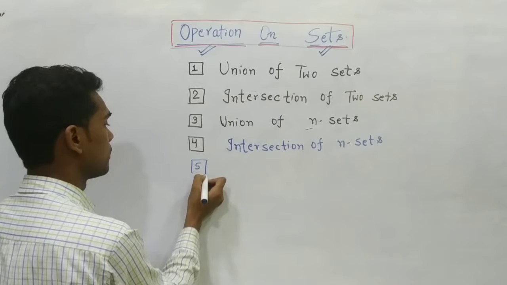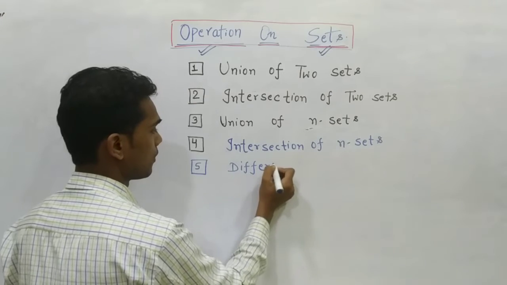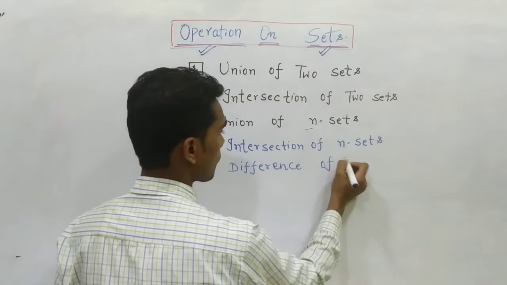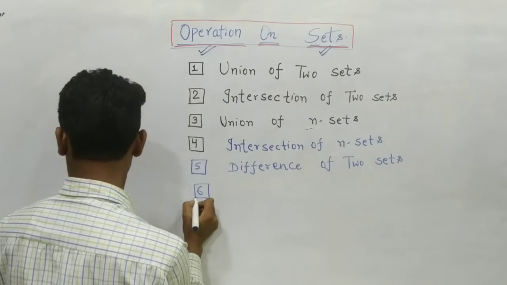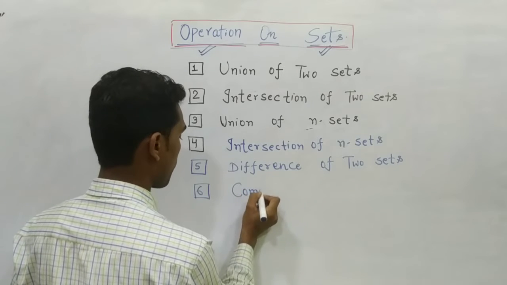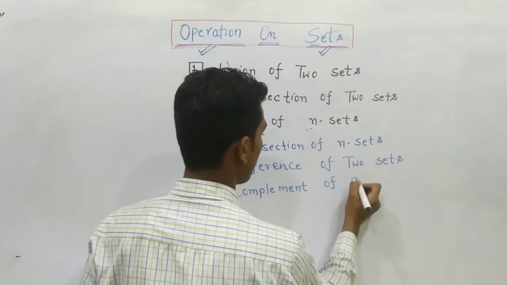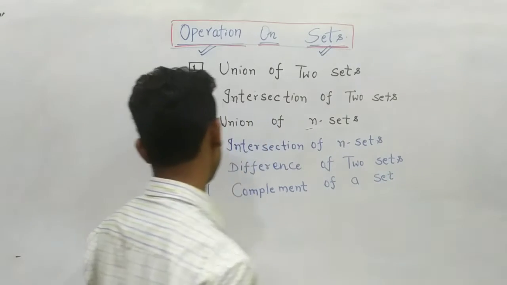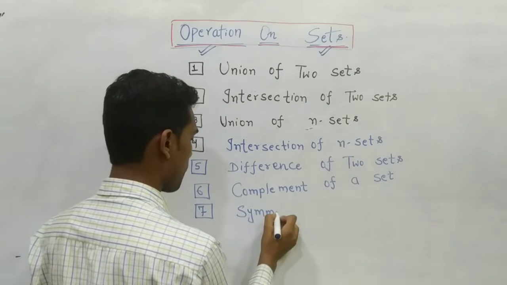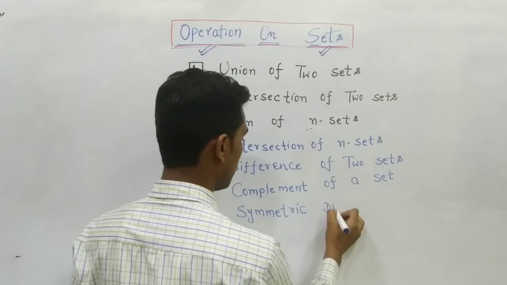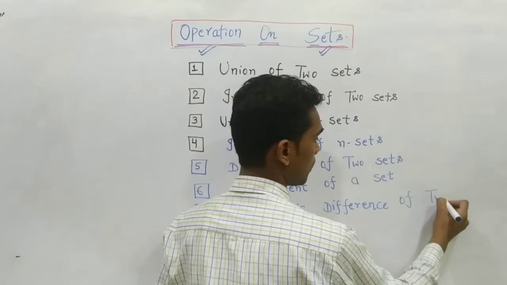And number 5, difference of two sets. We want to find the difference. Number 6, complement of a set. Number 7, symmetric difference of two sets.